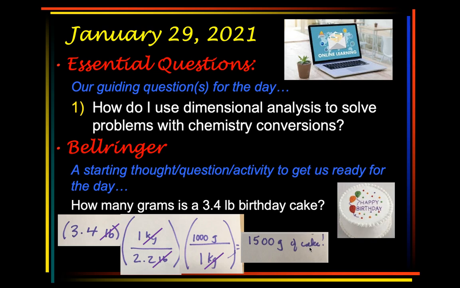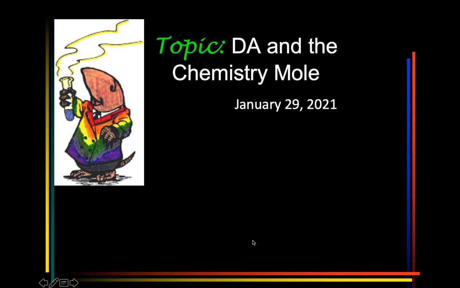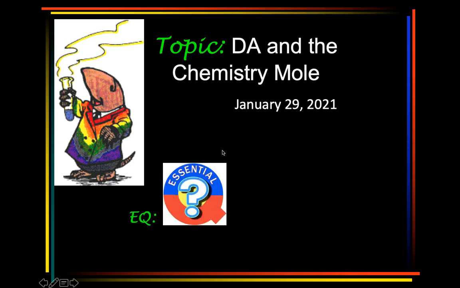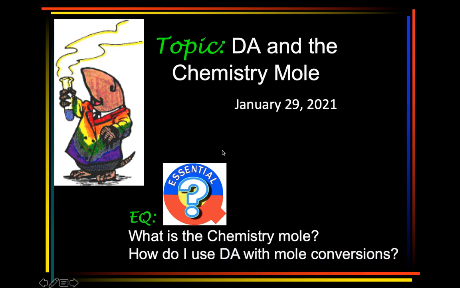All right. So that reviews dimensional analysis in general. But what we're going to add in today is, well, what if we have chemistry conversions instead of just random things like grams and kilograms and cake and stuff like that? All right. So go ahead and set up your focus notes for today. Our topic is DA and the chemistry mole. And our official essential question for our notes is, what is the chemistry mole and how do I use DA with mole conversions?